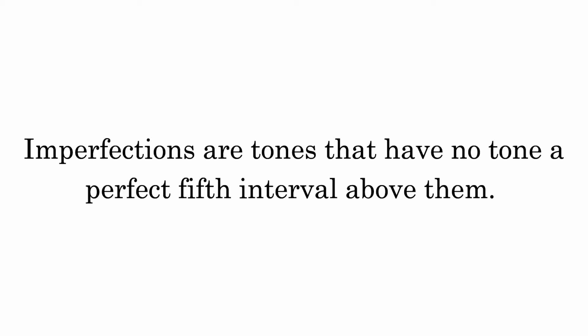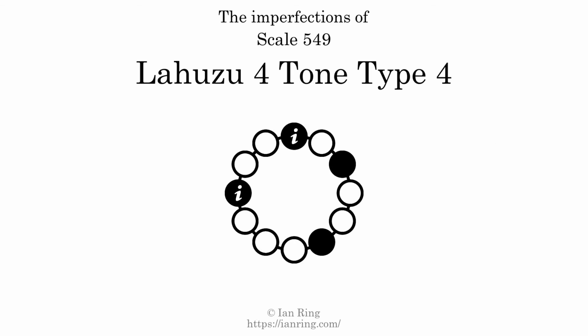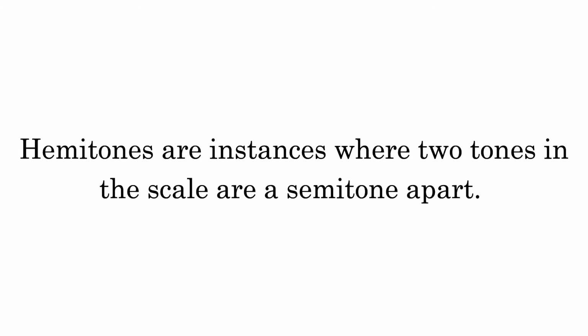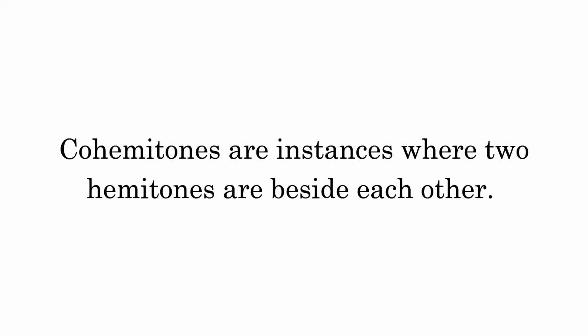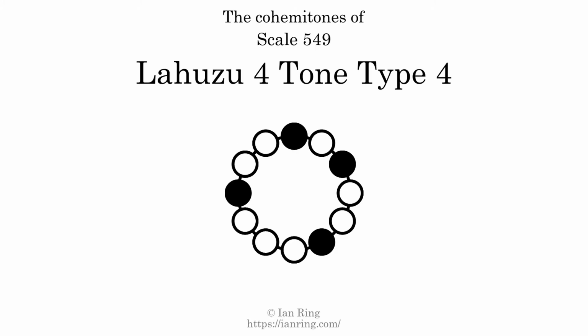Imperfections are tones that have no tone a perfect fifth interval above them. This scale has 2 imperfections. They are at positions here and here. Hemitones are instances where 2 tones in the scale are a semitone apart. This scale has no hemitones. Cohemitones are instances where 2 hemitones are beside each other. This scale has no cohemitones.